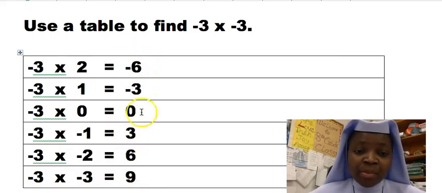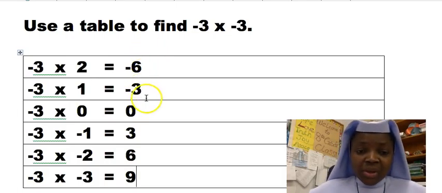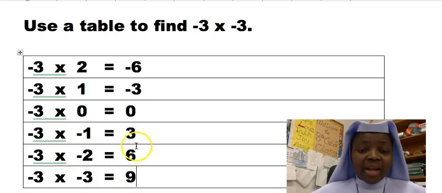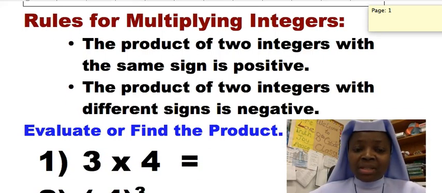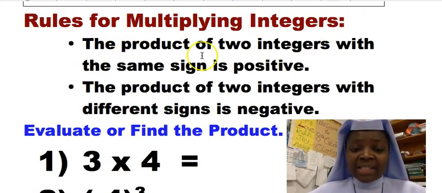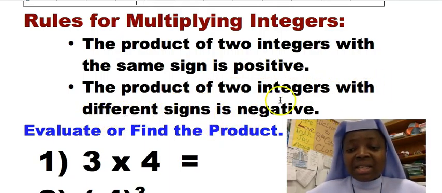Okay? Because the product will be going by multiples of 3. But then the sign changes. Once it hits 0, it starts going positive. So what do you see here? Whenever we multiplied a negative integer and a positive integer, we get a negative product. And whenever we multiplied a negative integer times a negative integer, we got a positive product. Okay, so we can write a rule with this pattern. Rules for multiplying integers. The product of 2 integers with the same sign is positive, and the product of 2 integers with different signs is negative.